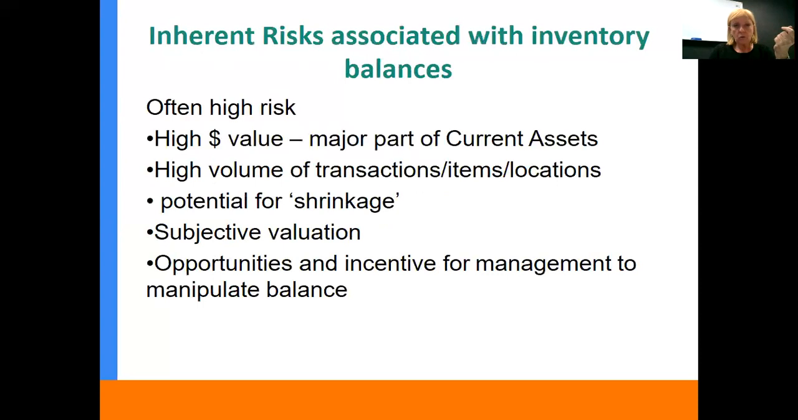I won't go through all of these, but look at the inherent risks. They're really different to the inherent risk associated with sales and collection. Often this is high risk. We've got high dollar values for assets, and it's part of current assets, and current assets, of course, is very important in the calculation of the current ratio. So if an organisation is wanting to improve its current ratio, inventory is an area that they might be trying to overstate. Generally, there are high volumes of transactions. They can be located at different areas. They can be in transit.